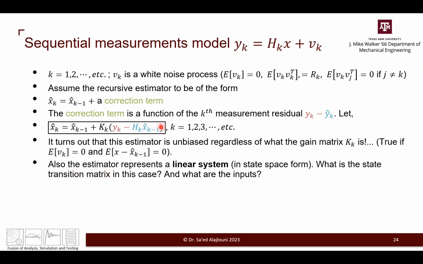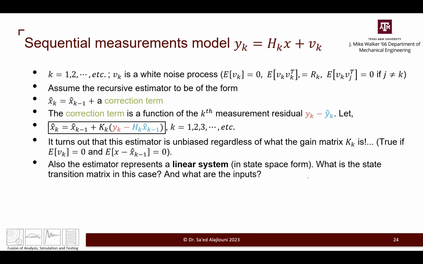Notice that this boxed equation represents a linear system that is put in state space form. Our state vector is the x hat, and our inputs are actually the measurements, because they are known. We know what the values for the measurements are. So in this case, can you figure out what the state transition matrix is?